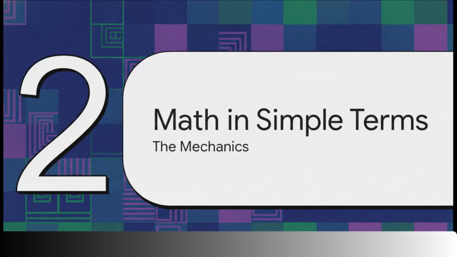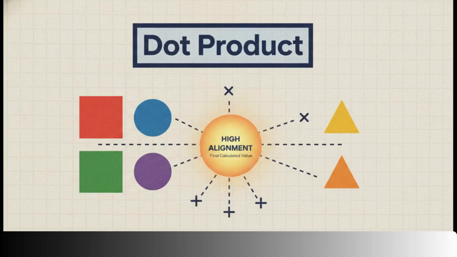Moving on to part 2, math in simple terms. But how exactly do these matrices multiply together to actually make that happen? Well, the fundamental building block of all AI math is an operation called the dot product. It's incredibly simple in concept. You just multiply the corresponding elements of two sequences and then add up the results. Geometrically speaking, as noted by the TensorTonic platform, a dot product essentially measures the alignment between two sets of numbers. High alignment means a large resulting value.